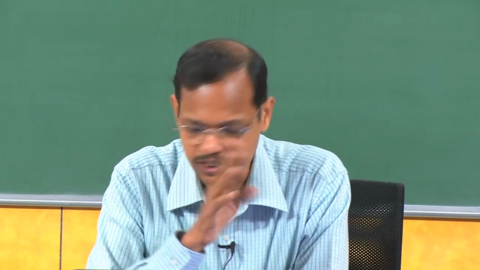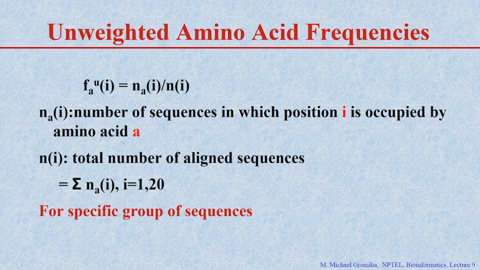Pi matrix or Blossom matrix. You can see and you put proper weightage and see which one is highly conserved, which position is highly conserved. So I will explain the steps one by one. Okay, first we go with the unweighted amino acid frequencies.